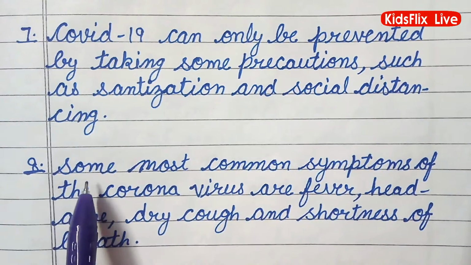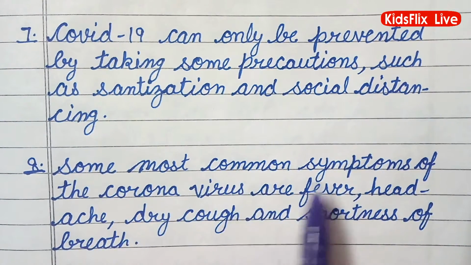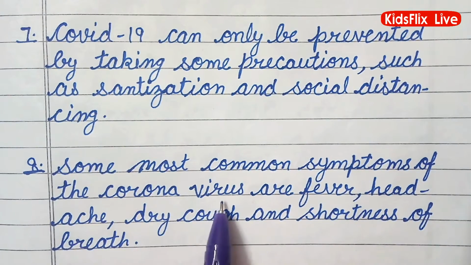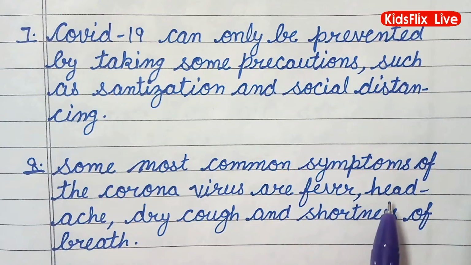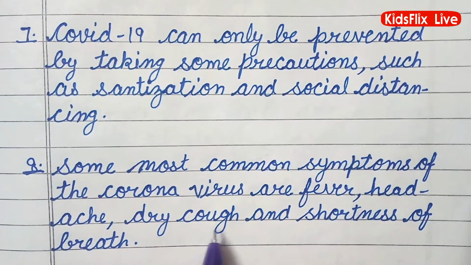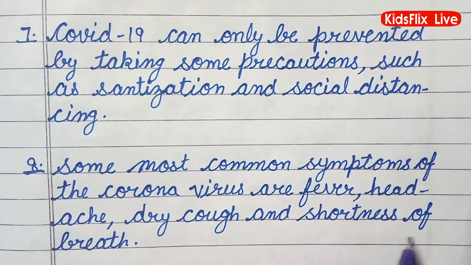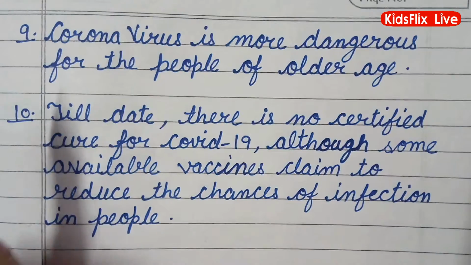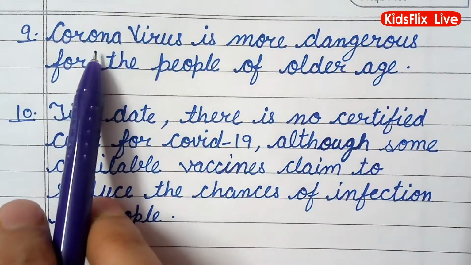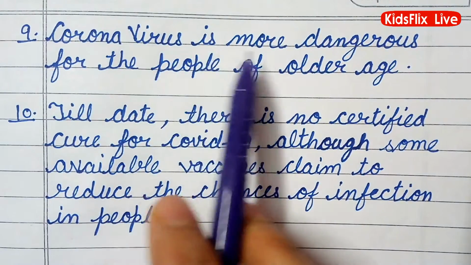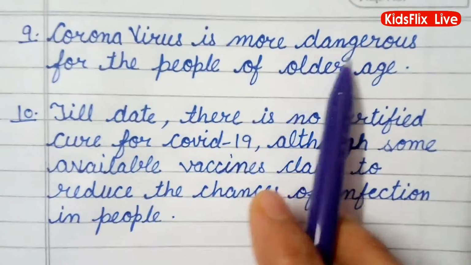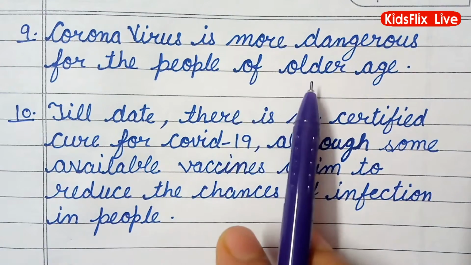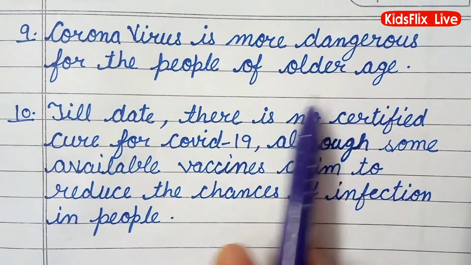Next line. Some most common symptoms of the coronavirus are fever, headache, dry cough, and shortness of breath. Next line is coronavirus is more dangerous for the people of older age.